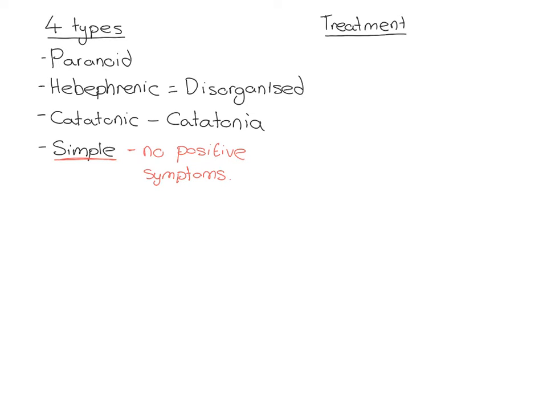So I'll put as one of the key treatments for schizophrenia stopping using drugs, so giving up recreational drugs. Then, whilst you're succeeding with doing that, you then need to try and rehabilitate the person.